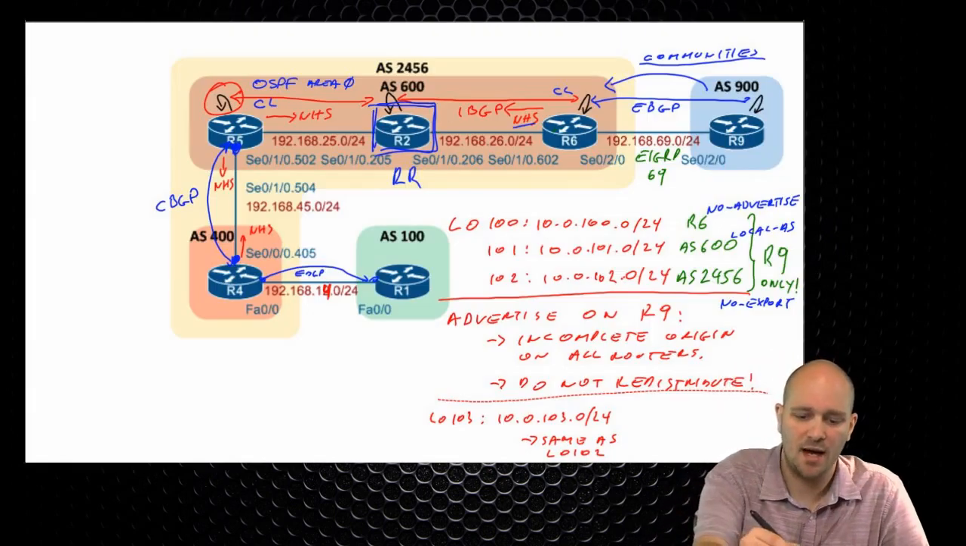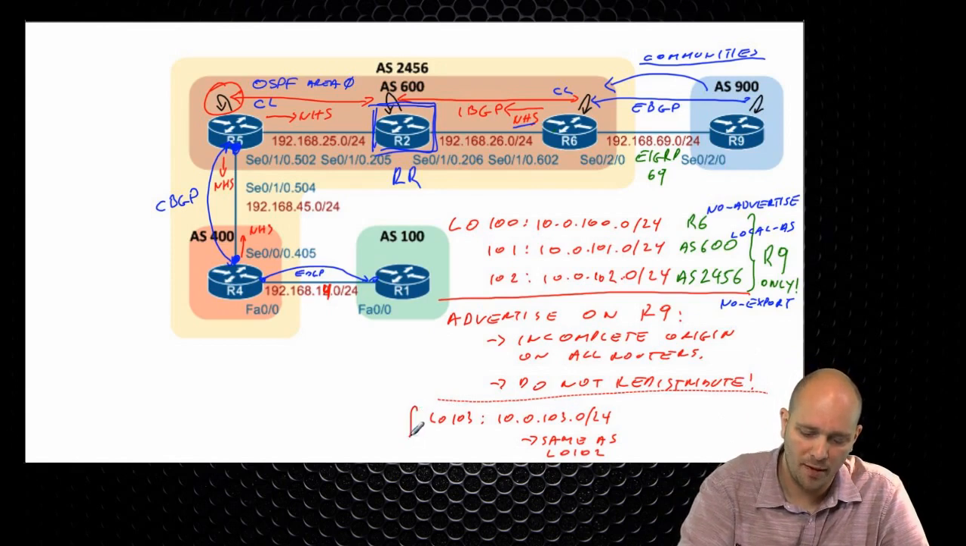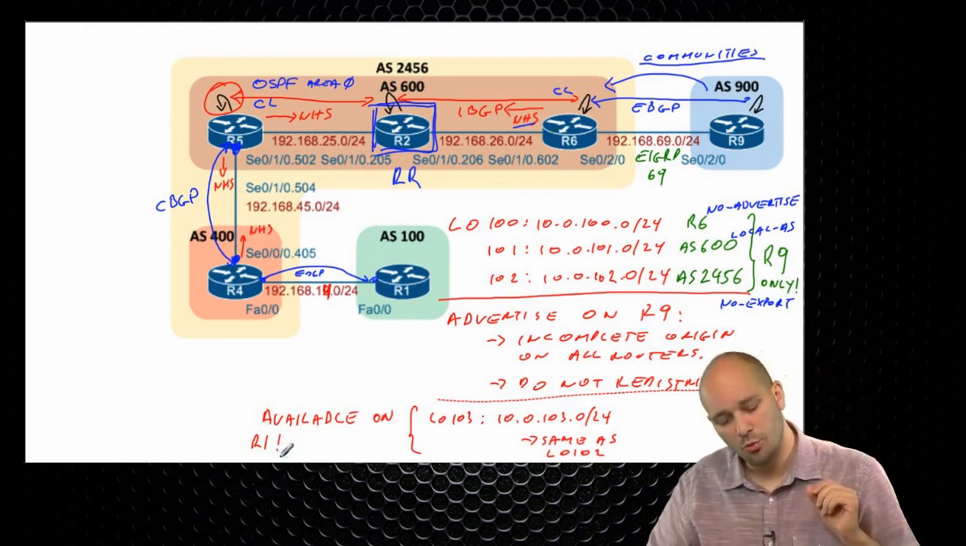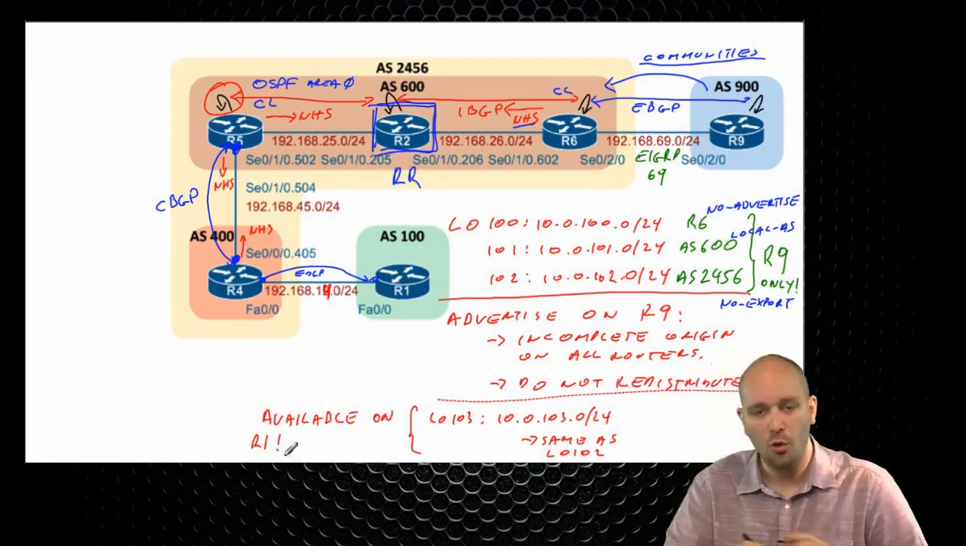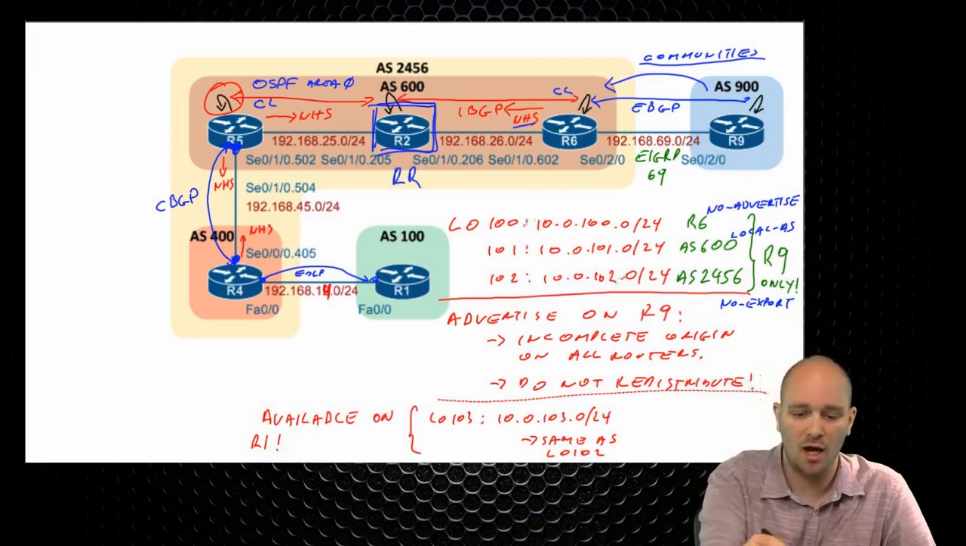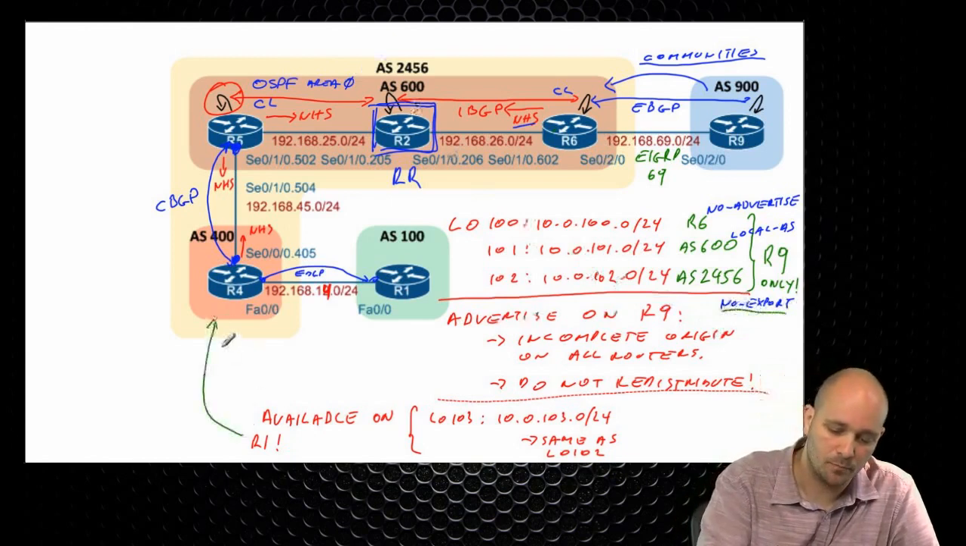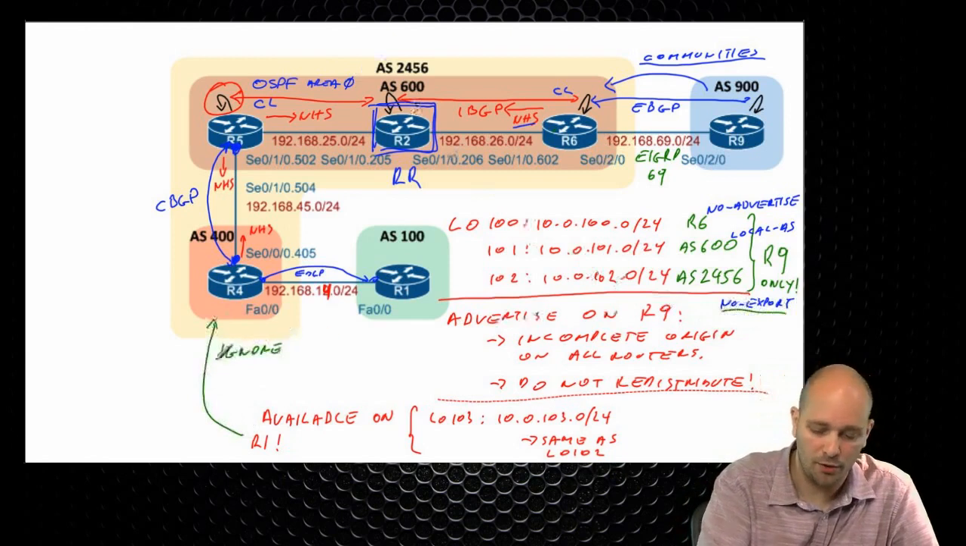Now, this is the setup for the next bit. The next bit is I want this loopback 103 to be available on R1. In other words, I want to make R4 ignore the community instruction. I want R4 to actually ignore the no export community. So basically, ignore, I'm going to put it under quotes because you cannot ignore it, you have to do something else. Ignore no export on 103 subnet.